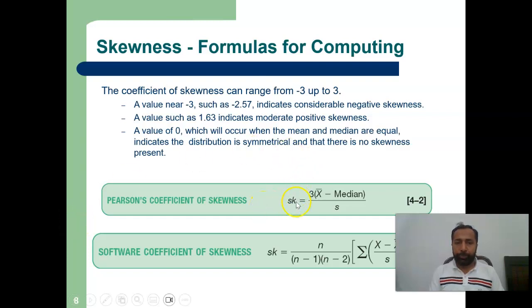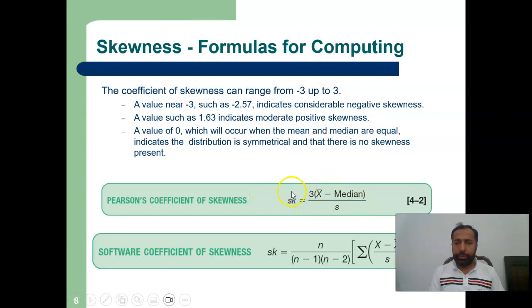So now see this formula. This is the formula which is used to calculate the Pearson coefficient of skewness, on the basis of which we divide distributions into different shapes. So first of all, we subtract the median from the mean, we multiply it by 3, and then we divide it by the standard deviation. This is a textbook formula.